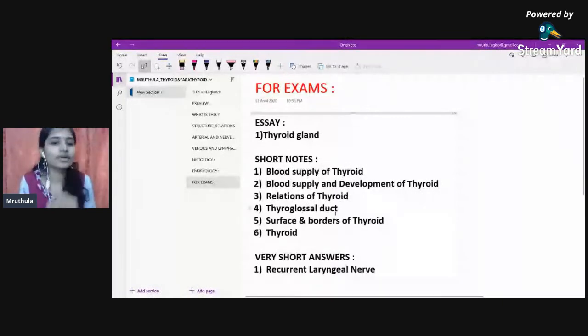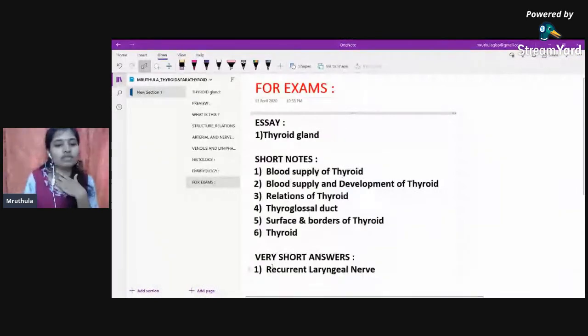So we need to describe how the thyroglossal duct is formed, and what all the anomalies are which occur when the thyroglossal duct is not performing its function normally. So we need to write about the thyroglossal cyst, and about the ectopic thyroid and all. Then surface and borders of thyroid. It should be discussed in two ways: one is about the lobes, the lateral lobes, and then the isthmus of the thyroid gland. And sometimes it can be bluntly asked as thyroid. So you should write precisely on every topic if it is asked in a short note.